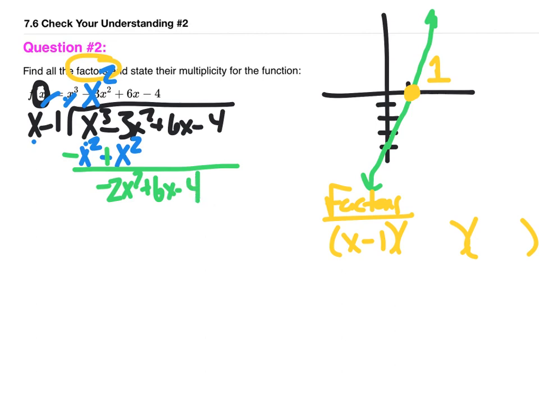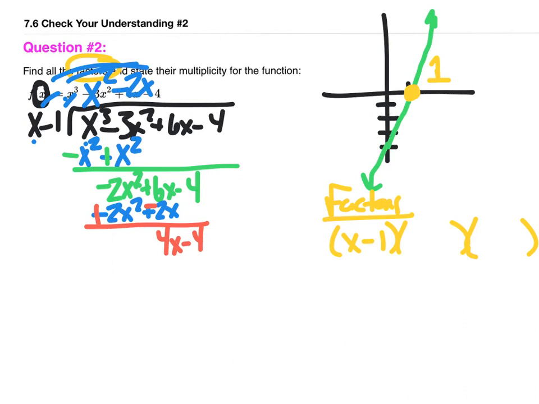I need to make an x a negative 2x squared, so I'm going to need a negative 2x. I'm going to multiply that through. This is going to give me a negative 2x squared plus 2x. I need to subtract again, so that becomes plus and minus. That's going to give me a 4x minus 4.